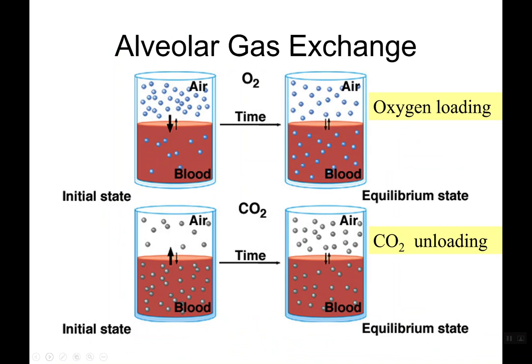So with alveolar gas exchange, during oxygen loading, you've got the initial state here and the equilibrium state. So oxygen, in the form of blue balls here, is going to move into the blood until they reach equilibrium, because remember, everything still obeys the laws of diffusion. Once equilibrium is reached at a given pressure, no more exchange occurs. CO2 unloading: in the initial state, we've got lots of CO2 in the blood and not much in the air. And then equilibrium is reached again.